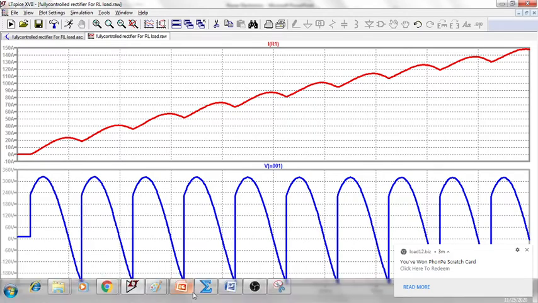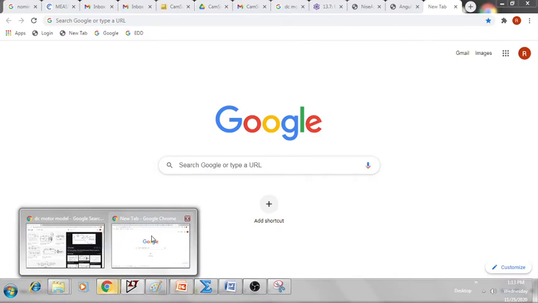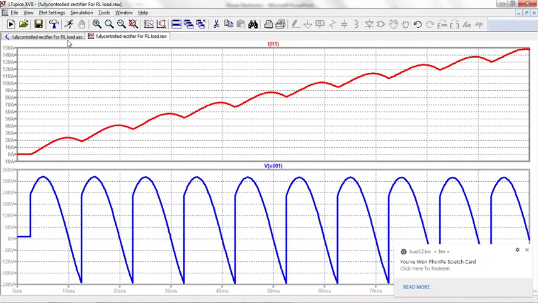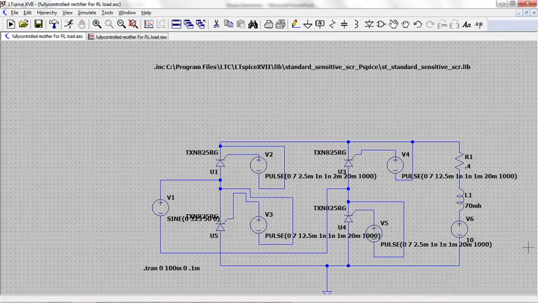What we do here: at 225 degrees we fire this SCR and this SCR. When you fire these two SCRs, they will turn on. This is acting like a wire, like a conductor wire.